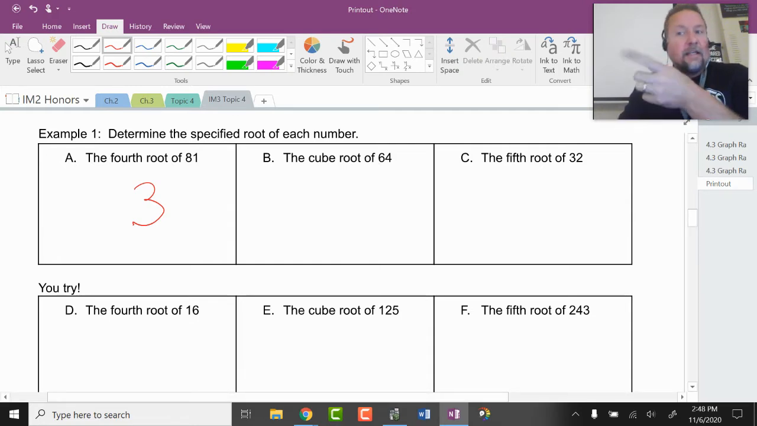Cube root of 64 is not 8. That's the square root. What number times what number times what number equals 64? And the answer is 4. 4 times 4 is 16. 4 times 16 is 64.